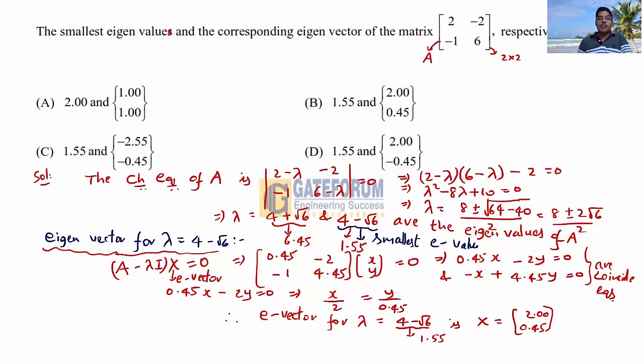So the smallest eigenvalue is 1.55, and this is this one. Which option do we have like this? Option B. So the answer is option B. This is the end of the question.